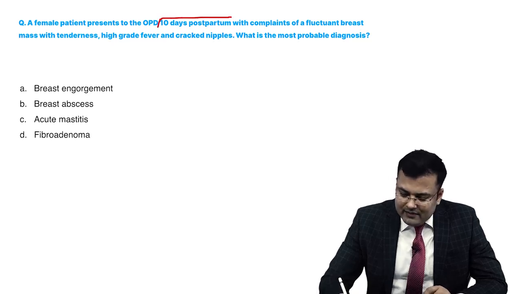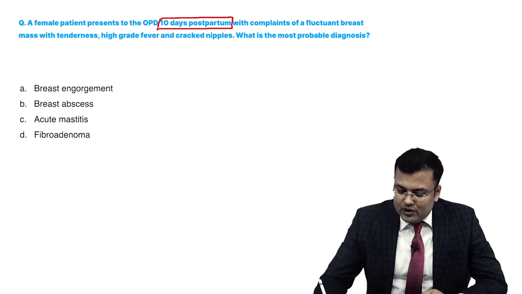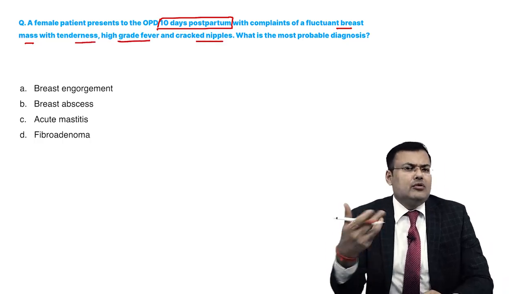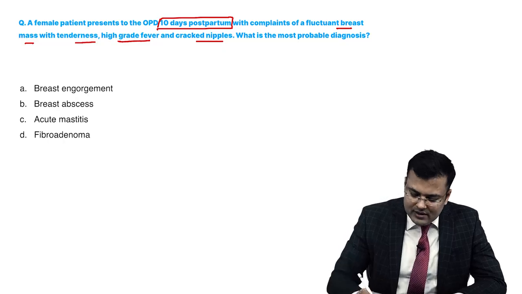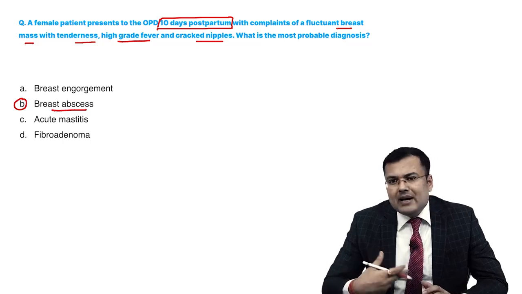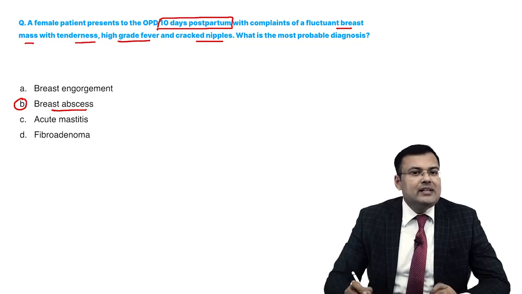Next question. A female patient presents to OPD 10 days postpartum. See, lactating female, 10 days postpartum. She has a history of fluctuant breast mass, tenderness, high-grade fever, cracked nipple. So you can see history of cracked nipple, fever, mass, tenderness. It means she has an abscess. Most probable diagnosis, obviously breast abscess. It's not only engorgement, not acute mastitis, because there is a mass, meaning there is an abscess cavity, not fibroadenoma. So the correct answer is B, breast abscess.